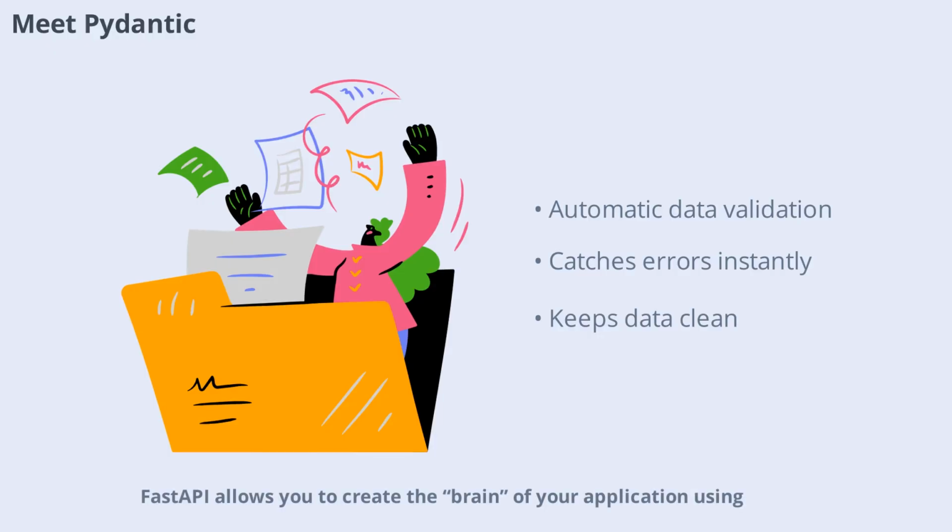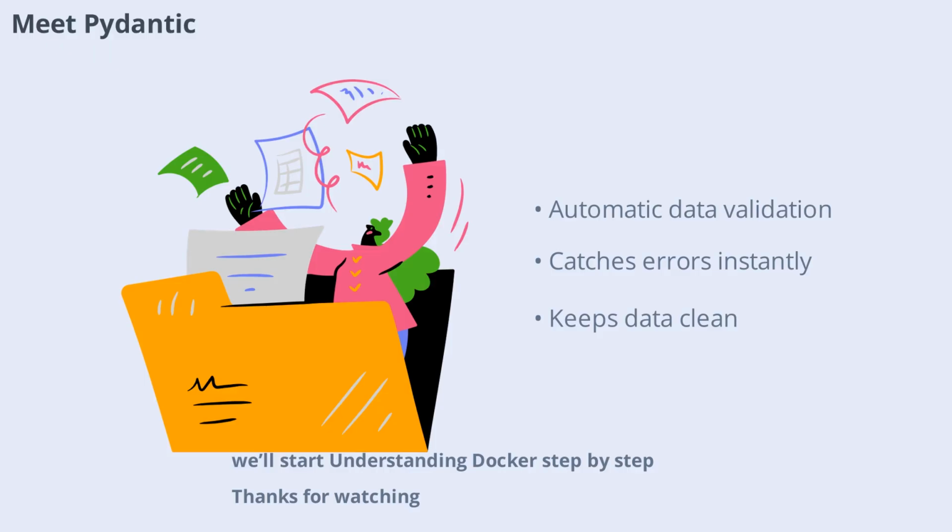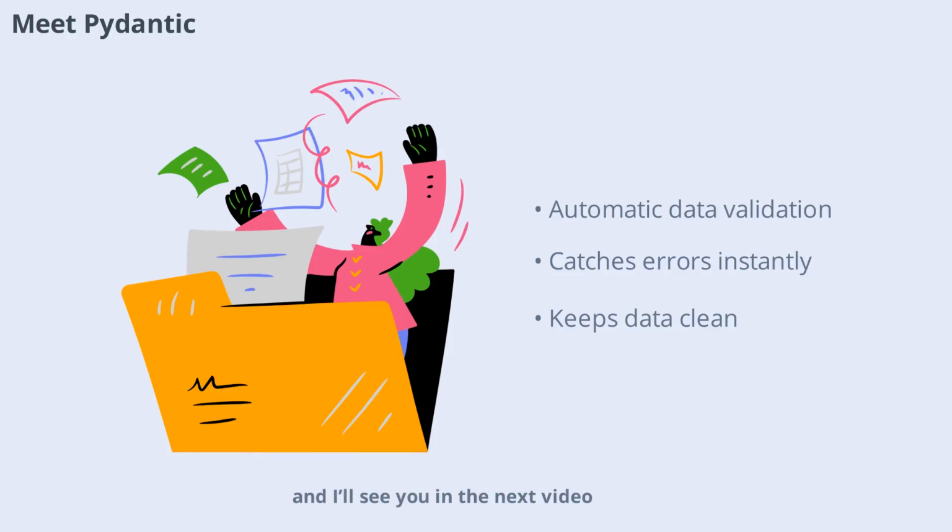And that's a wrap for today's video. Today we learned what FastAPI is and why it has become one of the most popular Python frameworks for building modern APIs and backends. Its speed, simplicity, and developer-friendly design make it an amazing choice for beginners as well as professional developers. FastAPI allows you to create the brain of your application using clean and simple Python code, whether you're building AI apps, websites, automation tools, or mobile app backends.